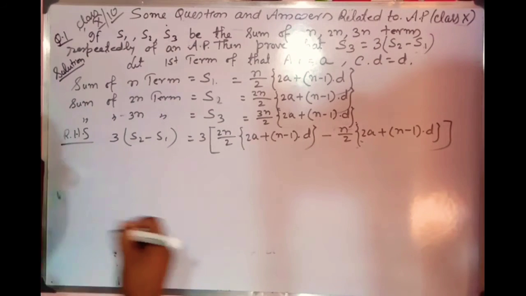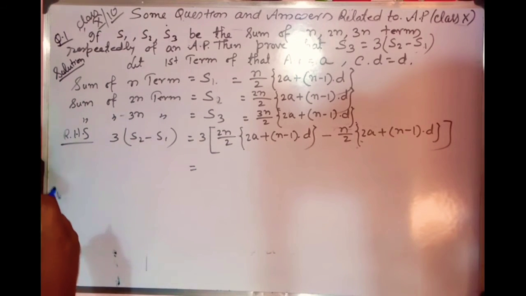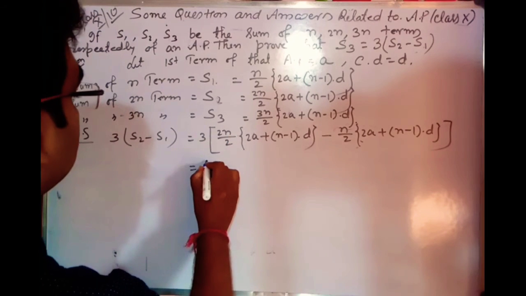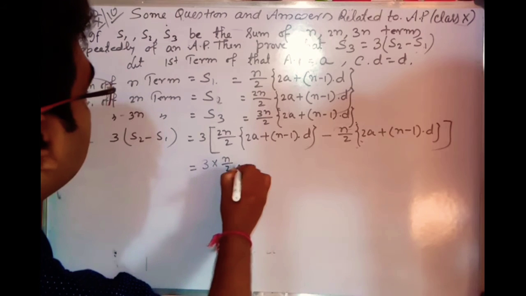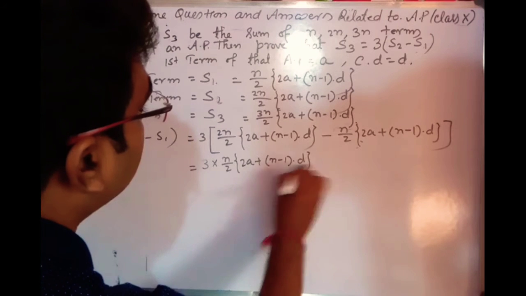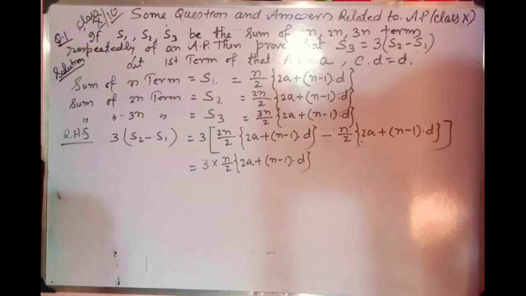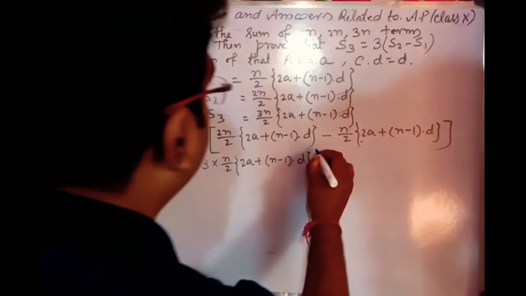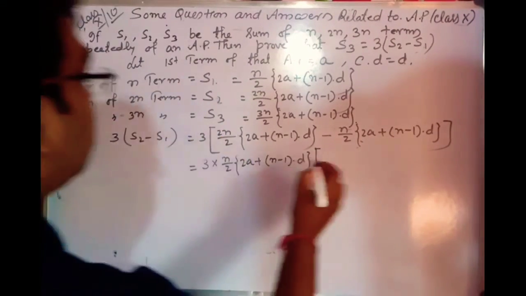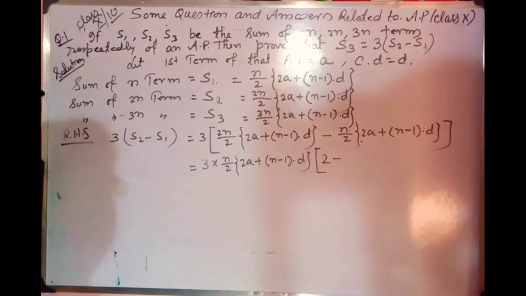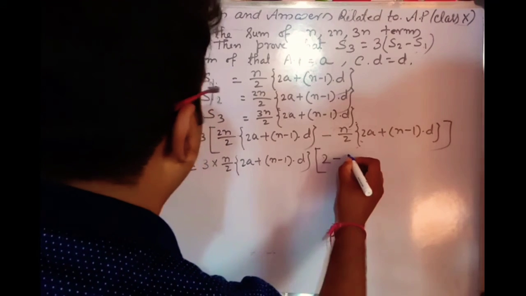Okay, from here if we take common, that is if we take n by 2, 3 into n by 2 into twice A plus n minus 1 into D, we are taking this term as common. Hope you are able to see. So what is remaining in the bracket? In the bracket, as you can see here, 2 remaining minus 1 remaining.